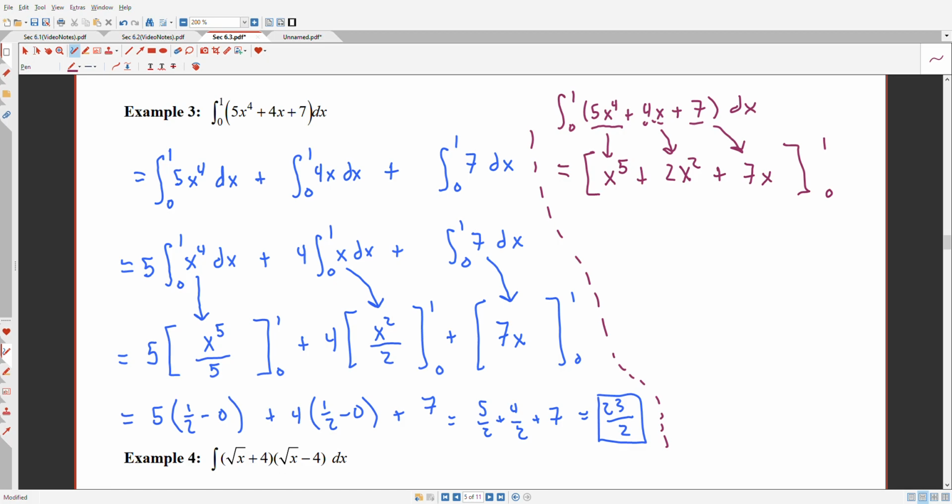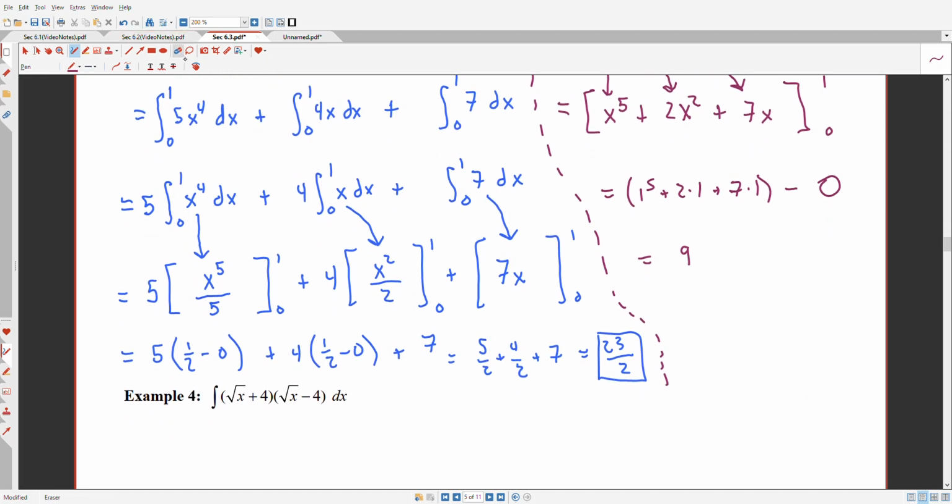Oh, I think I made an error down below. Sorry, guys. I'll fix it in the blue stuff. I changed something, but so now when I plug in 1, I'll get 1 to the 5th plus 2 times 1 plus 7 times 1 minus, when I plug in 0, I'll just get 0. So when I put everything together, I'll get 1 plus 2 plus 7 is 9. And that should have been my answer from the blue way, so I realize I need to correct something. From this blue way, this was a 5, and I had changed it to a 2 down here. Sorry about that. So now, let me erase this. Sorry about this mistake. Oh well.